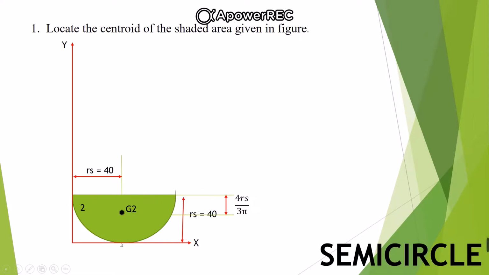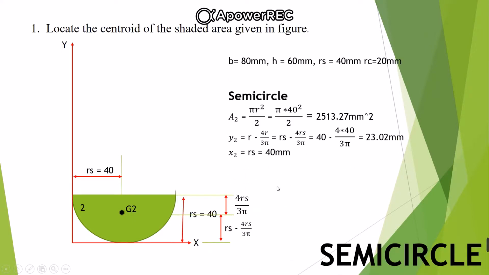But here we need the distance from the reference axis, so it will be at a distance of radius minus 4r by 3 pi. That is, in our case, it will be rs minus 4rs by 3 pi. So area of the semicircular section will be pi r square by 2. Y2 will be r minus 4r by 3 pi, and x2 will be the radius of the semicircular section.